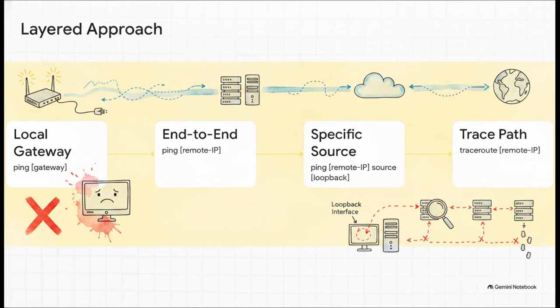Step 2, ping the remote IP to test the entire end-to-end path. Now, step 3 gets a bit more advanced. You ping that remote IP again, but you source it from your loopback interface. This is brilliant because it validates that return traffic is actually routing back correctly to your specific management interface. And finally, step 4, you fire off a traceroute to pinpoint the exact hop where your packets are dying. You use this to narrow the fault down to one specific link.